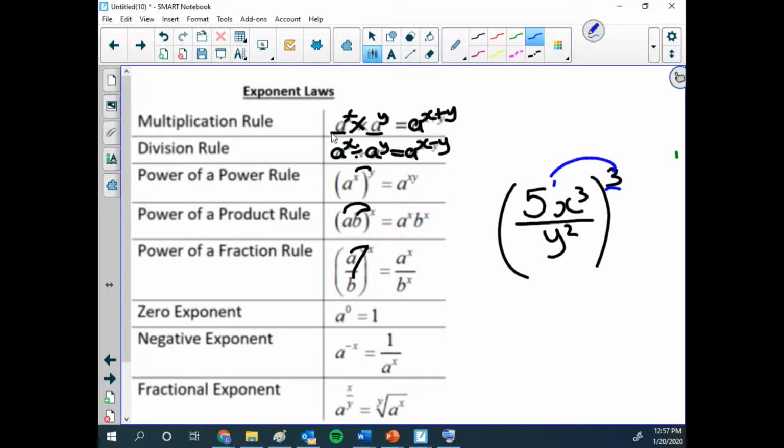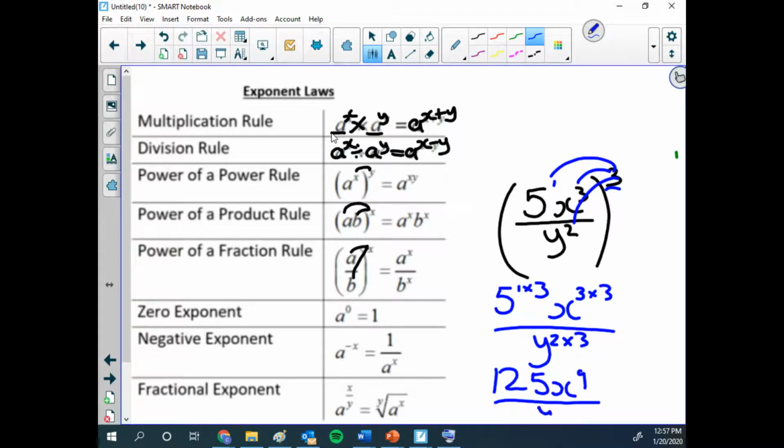So I'll multiply 3 to here, 3 to here, and 3 to here. So 5 to the power of 1 times 3, x to the power of 3 times 3, and y to the power of 2 times 3. Now, I would usually not ever write that intermediate step, but it's there if you want it. So 5 to the power of 1 times 3 is 5 to the power of 3, which is 125 x cubed over y to the power of 6. Okay.